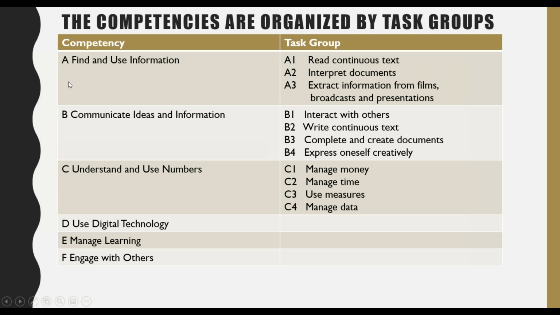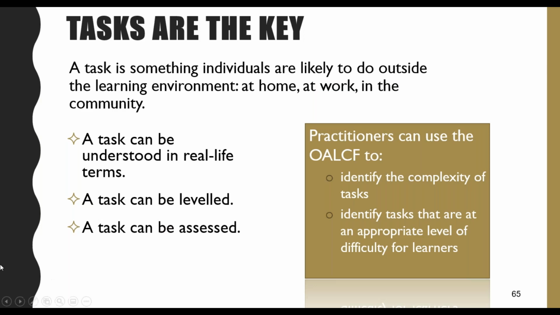So your competencies are organized by task groups. So tasks are really the key in the OALCF. Tasks are also very important in essential skills, because essentially what you're doing is rating the complexity of the task. A task is something that an individual is likely to do outside of a learning environment. So something you're likely to do at home, at work, or in the community. A lot like an essential skill has applicability both at home, but also when you're learning and in life, at home and in the community.